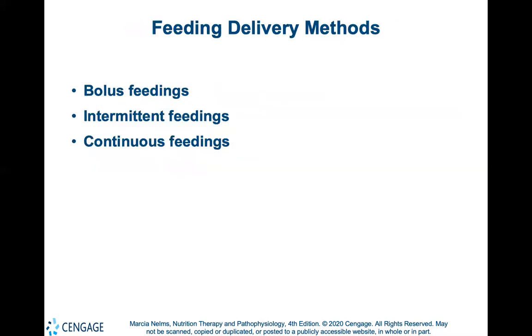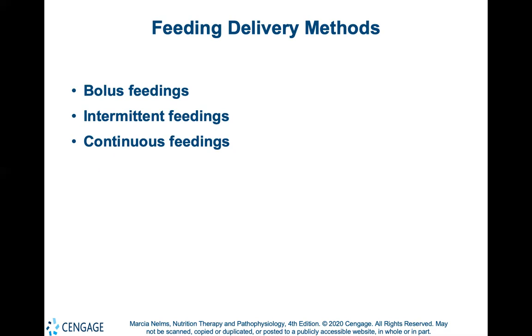After the access and formula have been determined, delivery of the enteral feeding should be considered. Bolus feeding consists of administration of 250 to 500 milliliters of formula several times daily. A syringe may be used to inject feedings through the tube. Intermittent feedings are also administered several times daily over 20 to 30 minutes. A pump is typically used to control the flow rate.